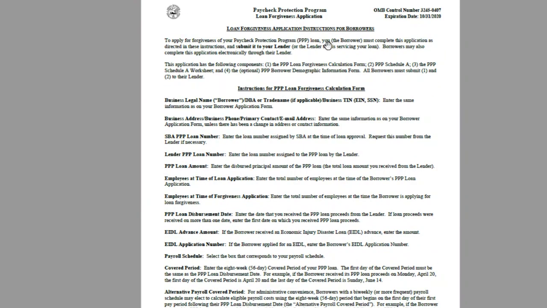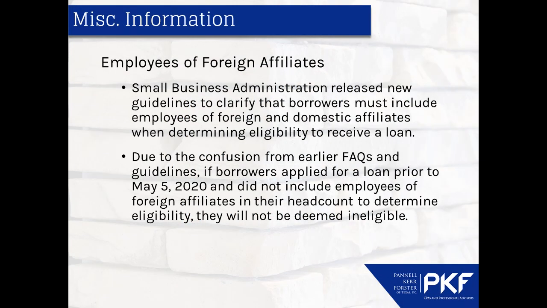There's a few other items we'd like to go ahead and cover with you, some miscellaneous information. A couple of pieces of miscellaneous information that we have been coming across pretty often the last few weeks that we'd like to clear up. Employees of foreign affiliates. There was a lot of confusion around this earlier, where there was a FAQ released that made it sound like entities with foreign affiliates only had to count employees in the U.S. that resided in the U.S. towards their employee headcount to determine eligibility.